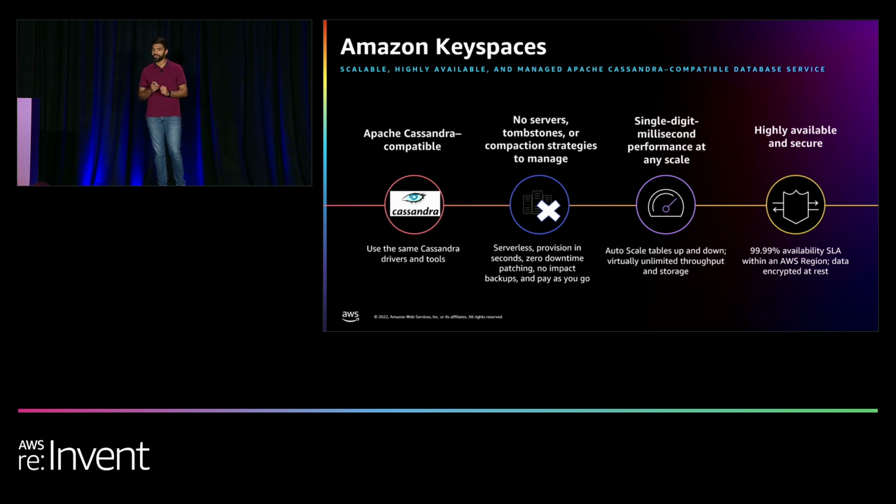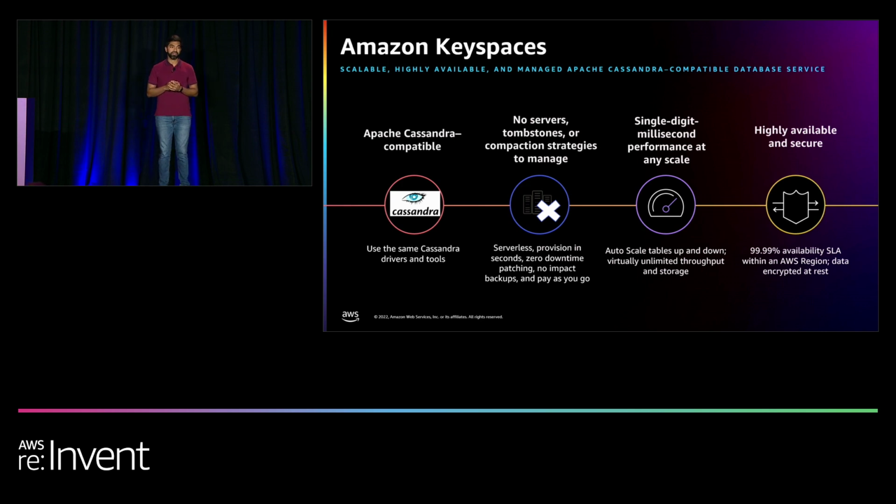Cassandra is really good at performance. What about Keyspaces? Well, we give you the same single-digit millisecond performance latency on pretty much most of your queries at any scale. So let's say you're going from gigabytes to terabytes to petabytes. Your database is not slowing down. Keyspaces is still horizontally distributed like Cassandra, and you keep getting that single-digit millisecond at scale as your workload grows on Amazon Keyspaces. Last but not the least, availability and security.